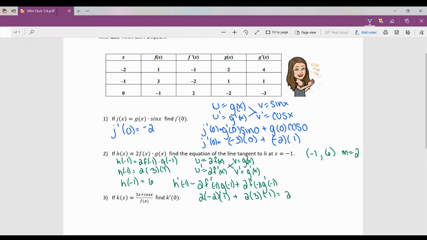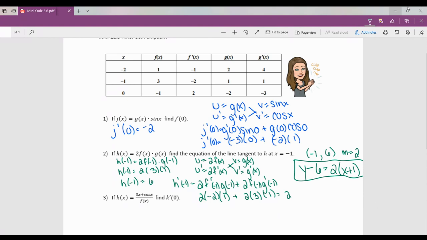So now I have to find the equation of the line tangent, so y minus 6 equals m, which is 2, times x minus -1, so +1. And that is my equation of the line tangent. Now, just a refresher, guys, if I said the equation of the line normal, it would be perpendicular, so I would just change that slope to be -1/2. Okay?